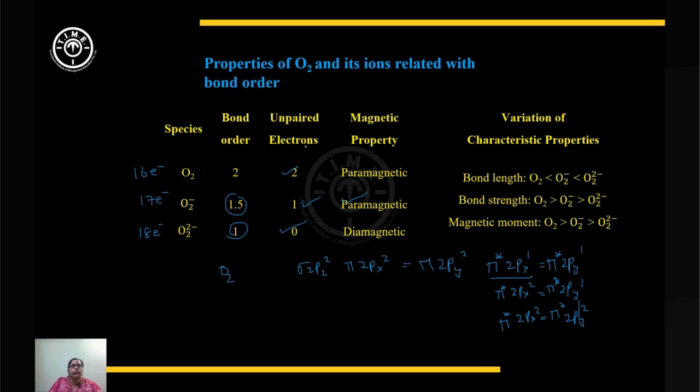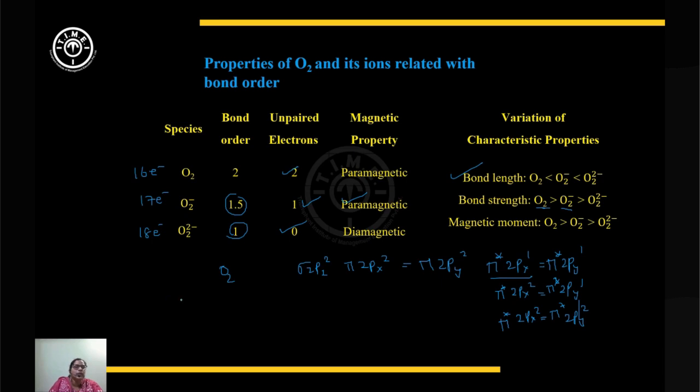So the bond orders are 2, 1.5 and 1. The bond length will decrease if the bond order is more. So the bond length of O2 is less than O2 minus, which is less than O2 2 minus. Similarly, bond strength is directly proportional to bond order. So O2 is more than O2 minus, and that is more than O2 2 minus.